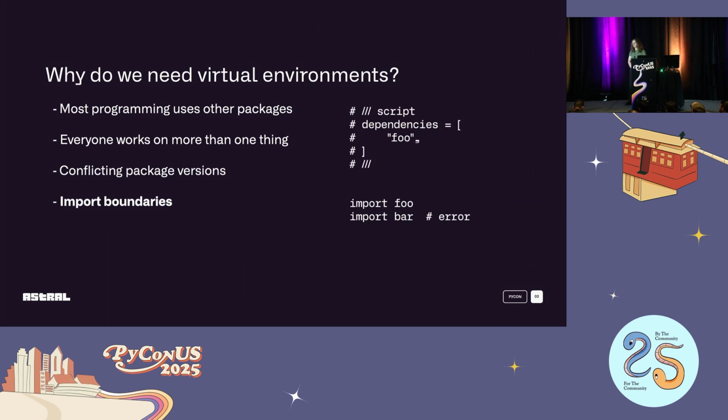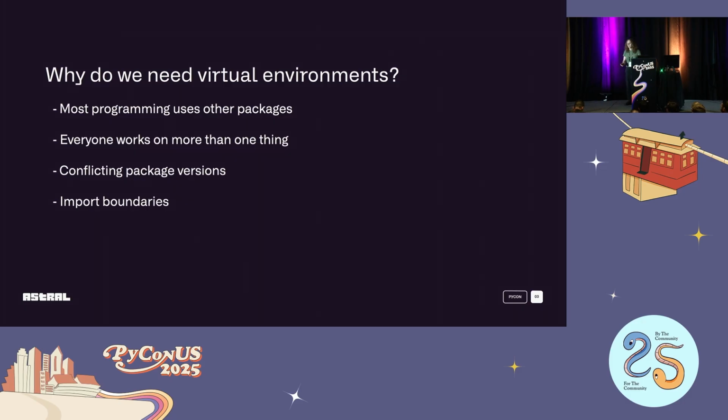Another benefit of virtual environments is import boundaries. So on the right here, we have a script which declares a dependency on foo and it imports both foo and bar. Importing bar should be an error. However, if you're just using one big environment, this boundary will not be enforced, and bar could just get imported and the script would work fine. This is okay while working locally, but this is the kind of thing you don't want to have happen to you in production.